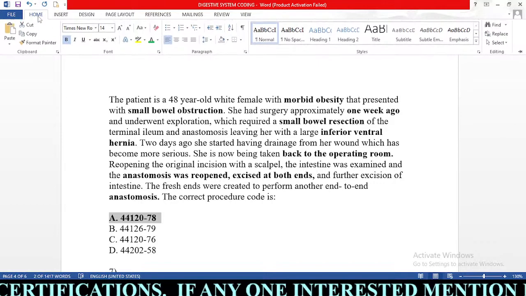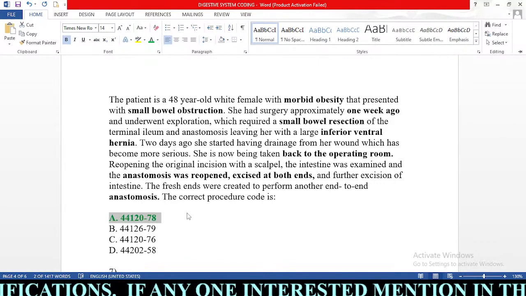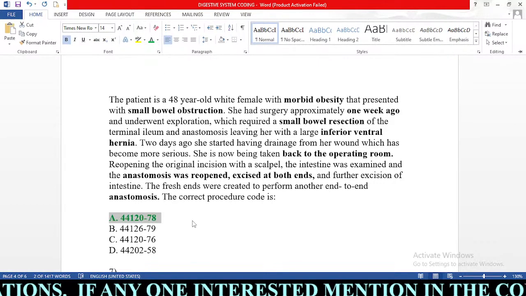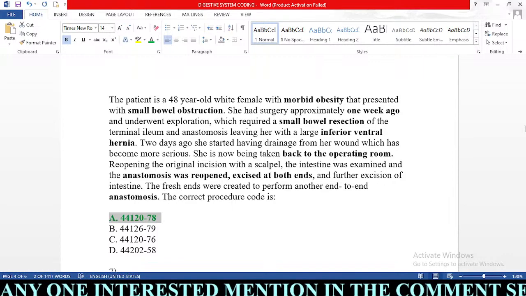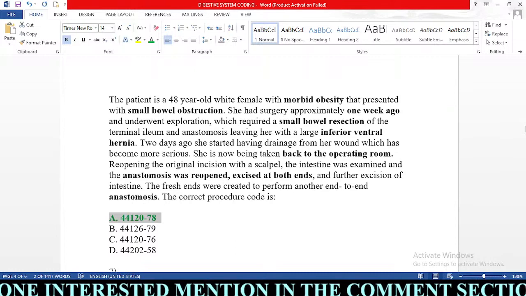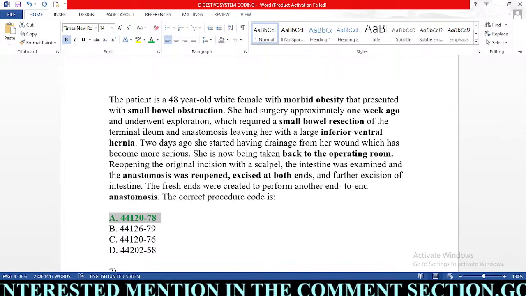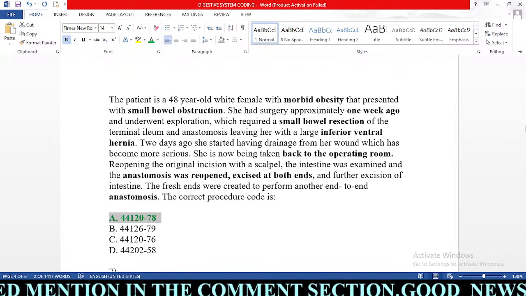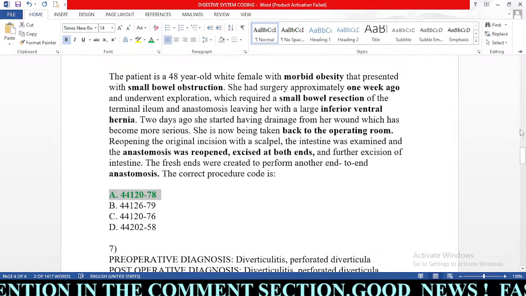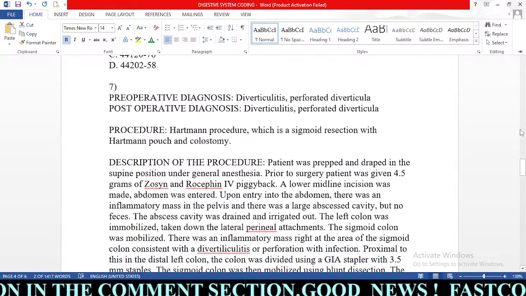As it is an unplanned return to the operating room, we need to add the 78 modifier to our CPT code. Yeah, I think most of the guys wrote the correct answer. Good guys, keep it up. Go ahead. So now we will learn the seventh question of the day.